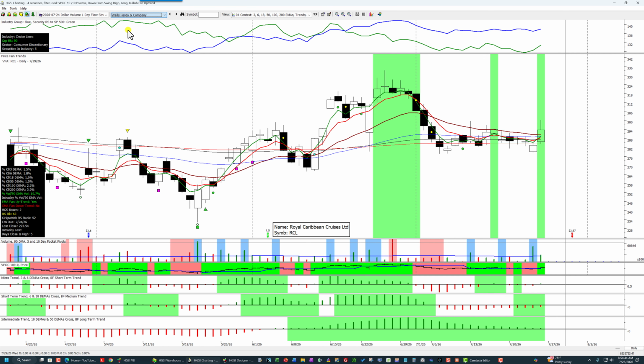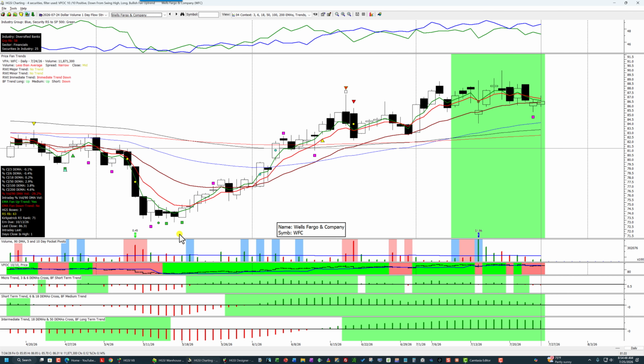Now here, down here, look at all these VPA flags. Test, no supply, strength seen returning after downtrend, and the fan is obviously not in place. Not a strong stock here, but this would have been picked up with VPOC crossover.